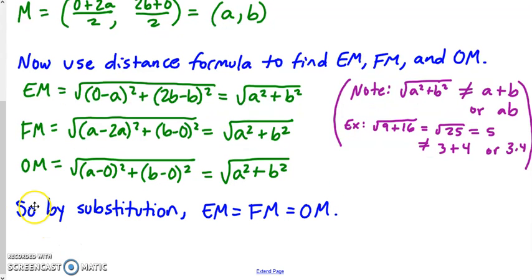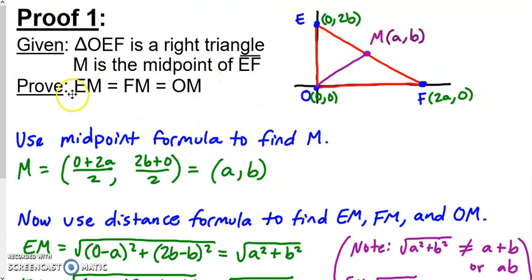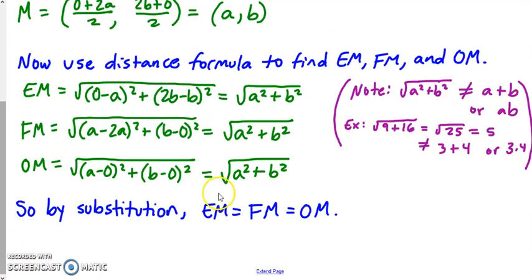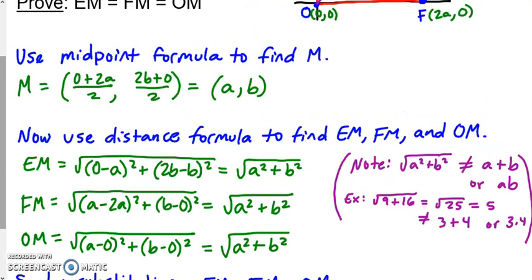So I'm going to finish my proof by stating, so by substitution, EM equals FM equals OM. Just like in a two-column proof, where your last step should be your proof statement, same thing here. What you were told to prove is the end of our proof. Because all of these measures are the same, we know that all three of these things equal each other by substitution.